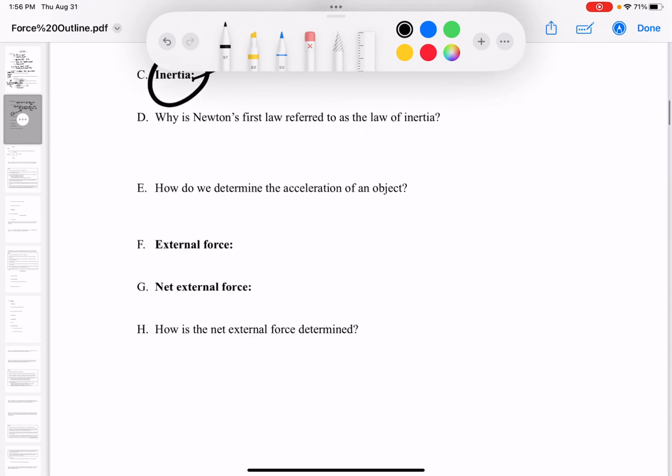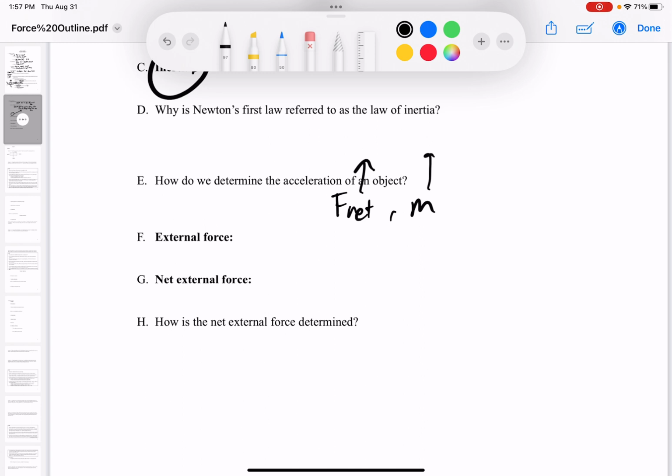Now, how do we determine the acceleration of an object? Okay, acceleration of an object is dependent on two things: the F net and the mass, okay? So if the F net increases, in other words, the total force, right? If that total force increases, then we know the acceleration increases. But if the mass increases, right, if I have a bigger thing, it's going to be harder to move. Therefore, the acceleration decreases.